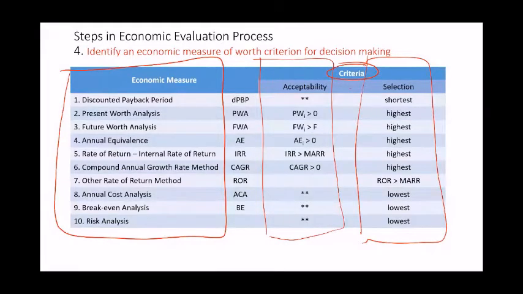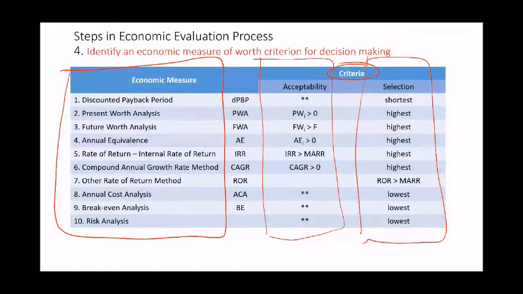Okay, I said for payback period, the shortest is the better when we are selecting the project. Discounted payback period, the shortest, the better. Others, the highest, the greater, the better, except for annual cost analysis, again, lowest. Break-even analysis is lowest, and risk analysis is lowest. Any questions so far?